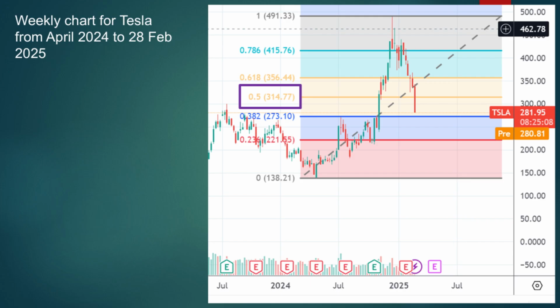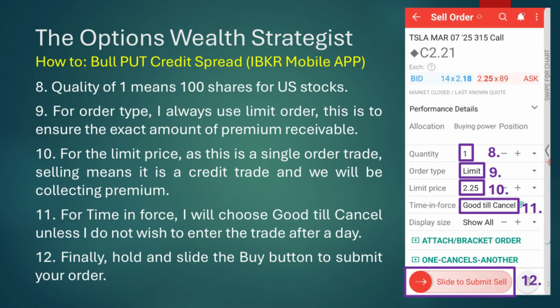In any case, if Tesla did manage to rally past $315, I could decide to roll this trade upward in strike price and outward in terms of DTE. This rolling strategy may increase the overall amount of premium collected, as well as increase the potential for higher capital appreciation on these shares. I will discuss this rolling strategy in another video.